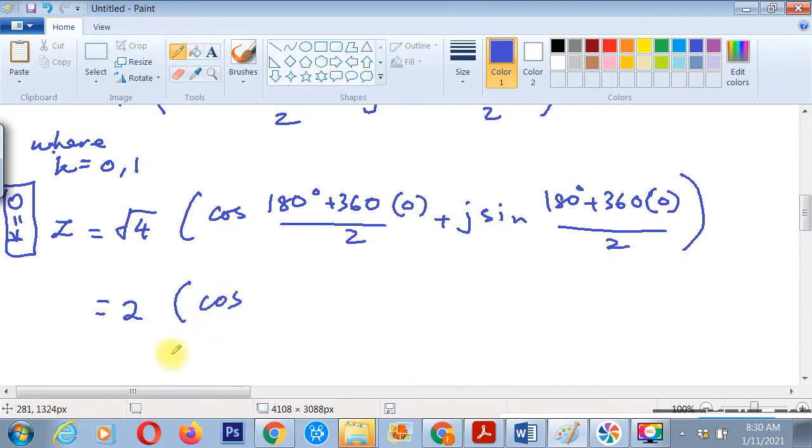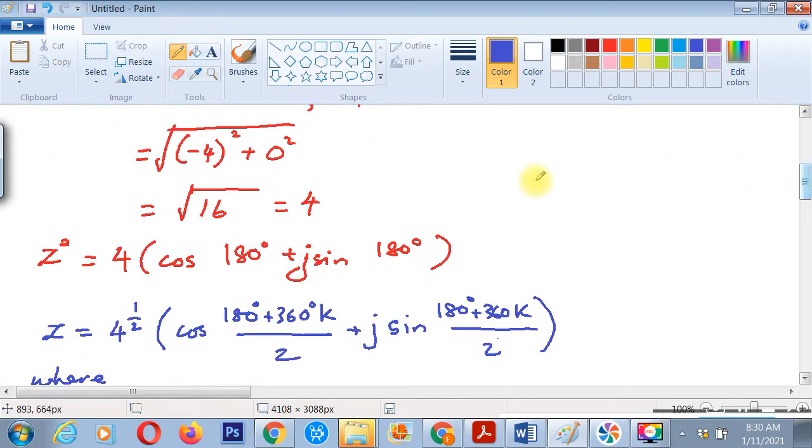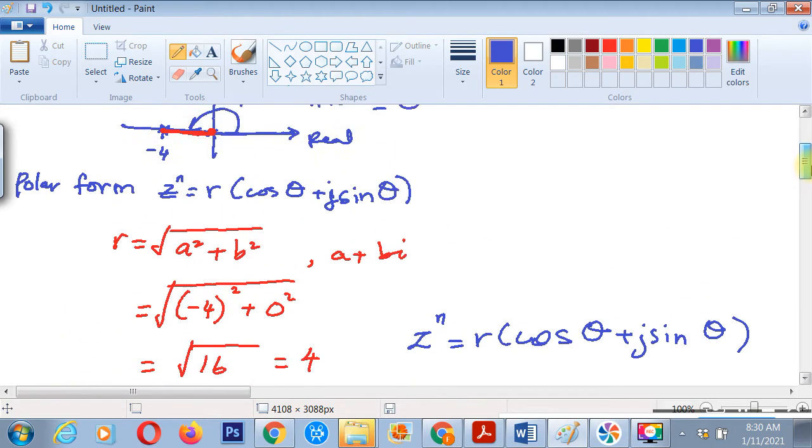What is n? The n, okay, n. Does it represent the number 4? Number 4 is r. If z^n equals r cos theta plus j sine theta, then n is the power of z. Right? Alright.